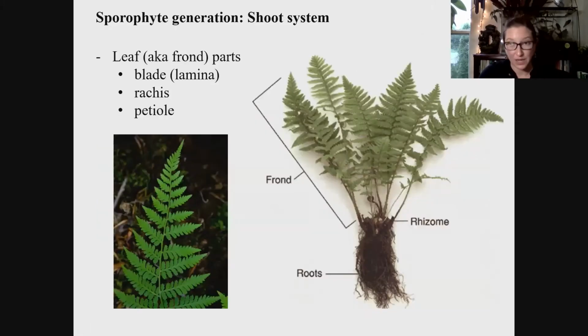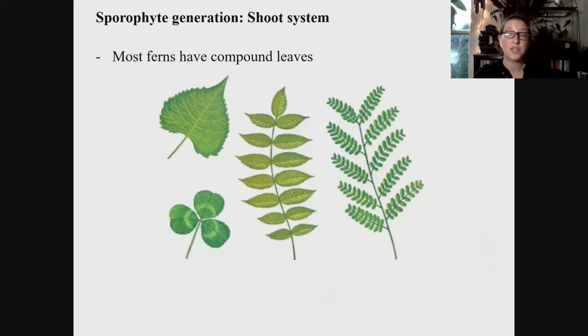This we saw during the leaf lecture, the parts of a fern leaf. You have the whole leaf, which can also be called a frond. On that leaf, you have parts. You have the petiole, which is the stem of the leaf. You have the green part, which is the blade or lamina. And then the part of the petiole that extends into the blade is what's known as the rachis. We've covered this in the leaf lecture already. Most ferns have compound leaves. Some have simple leaves, but most ferns have compound leaves.